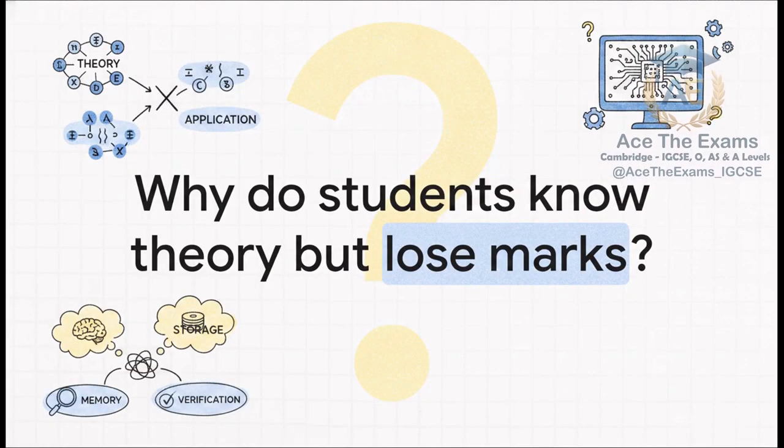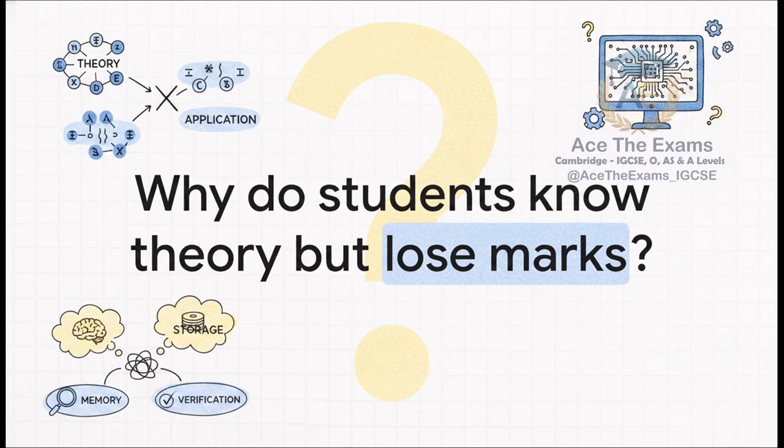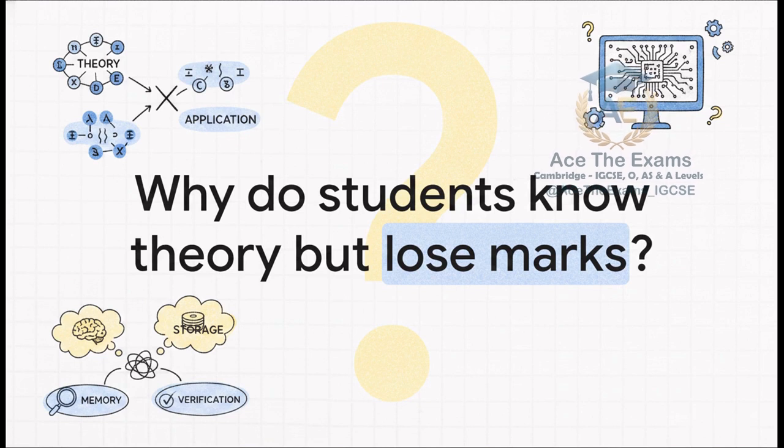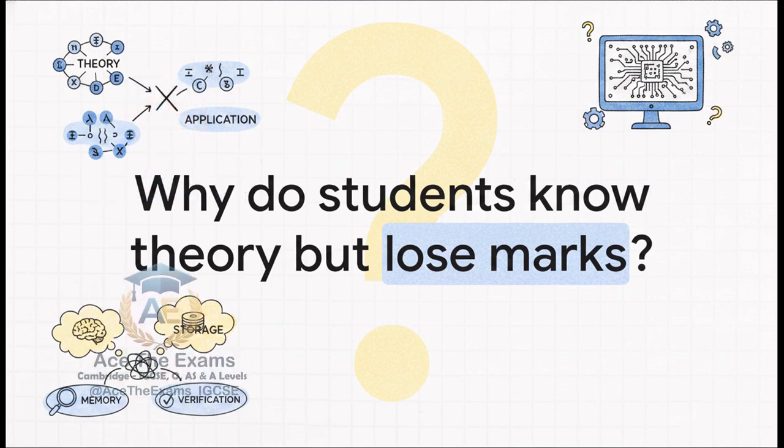Now, this is where we see the absolute most common point of failure for computer science students all over the world. It is incredibly frustrating, right? You study for weeks, you know the theory inside and out, you open up a past paper, especially in the data representation chapters, and it is so incredibly easy to fall back on rote memory. So why do students who know the theory still lose the marks?